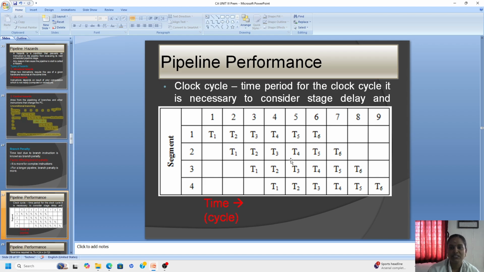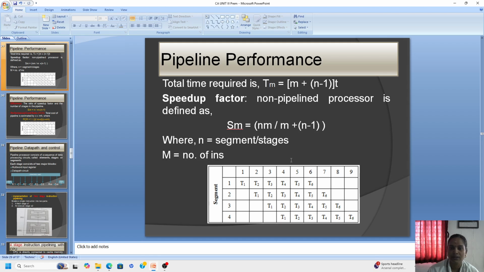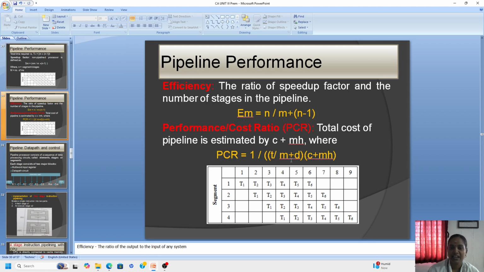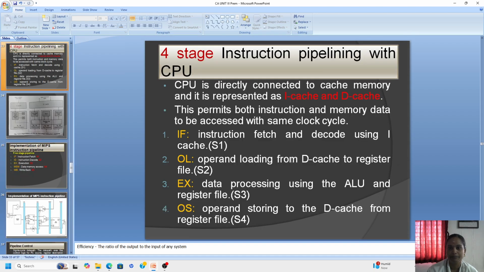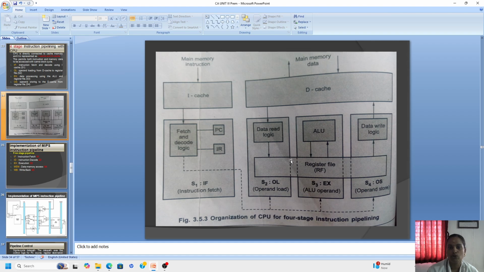The pipeline performance is evaluated with the help of the clock cycles as well as the time needed to execute a given set of instructions. That can be evaluated using the efficiency formula E = N divided by (M plus N minus 1). The pipeline data path and control: for every data path connection, a control unit is additionally added to monitor if the blocks are working in an effective way. The 4 stages of instruction pipelines are instruction fetch, opcode loading, execution, and opcode store.